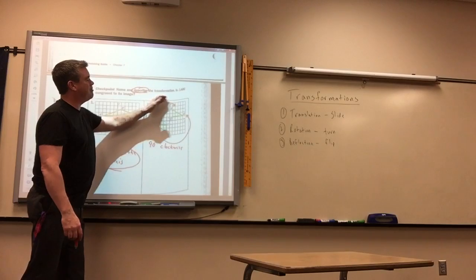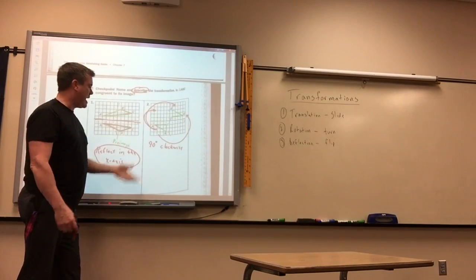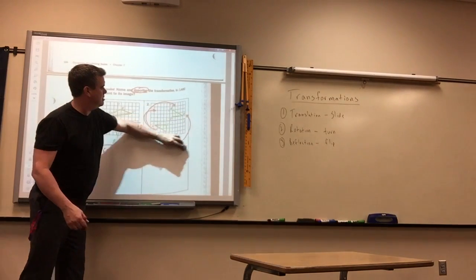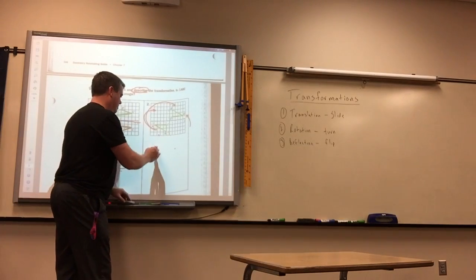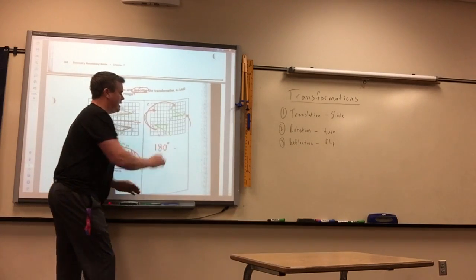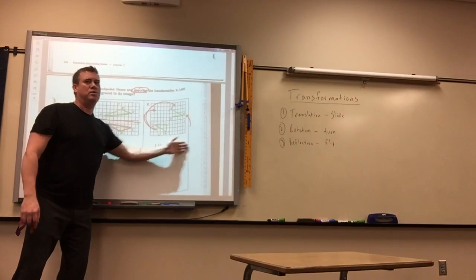But now this is a half a turn, right? Yeah. So a half a turn is how many degrees? 180. And since it's 180, it doesn't matter if you go clockwise or counterclockwise.